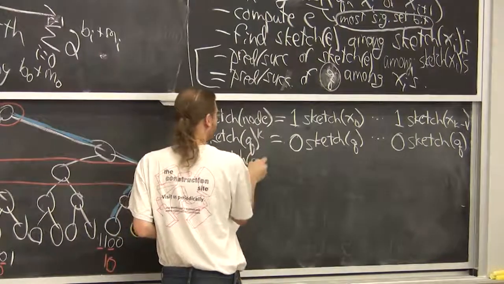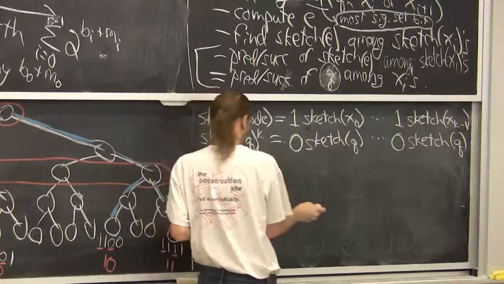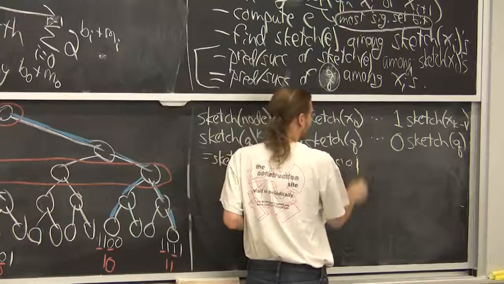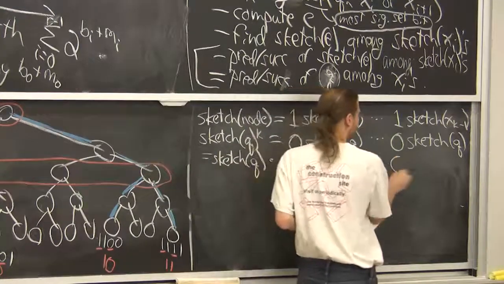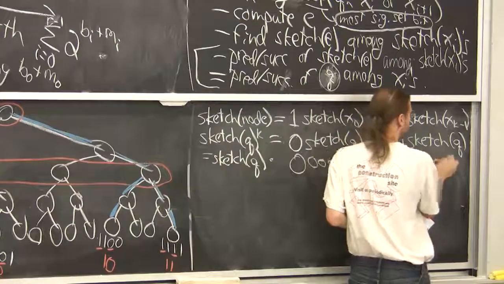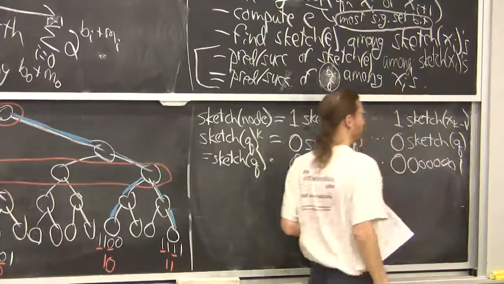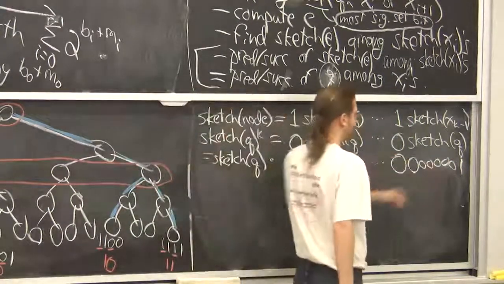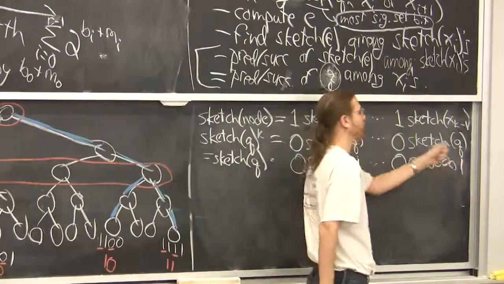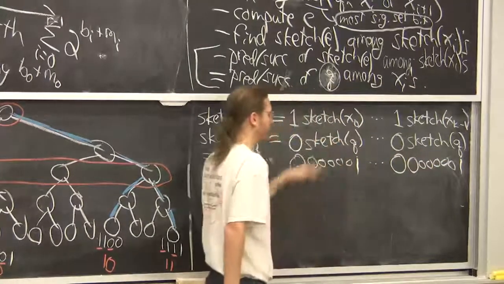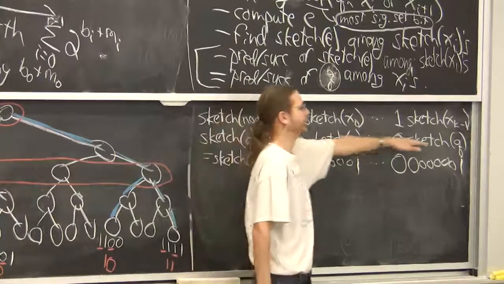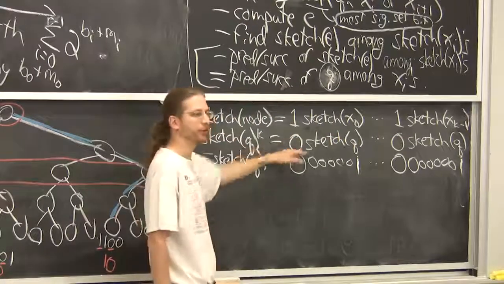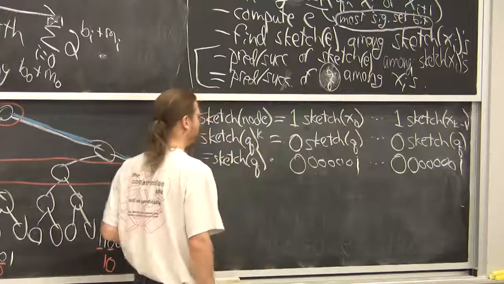It's sketch of q times 0, 0, 0, 0, 0, 0, 1, 0, 0, 0, 0, 0, 0, 1. Okay, so ahead of time, I'll just pre-compute this bit string that has ones at the rightmost slot for each of these k fields. If I just take that, multiply by sketch of q, then I get this. Okay, so this is easy to do in one multiplication.